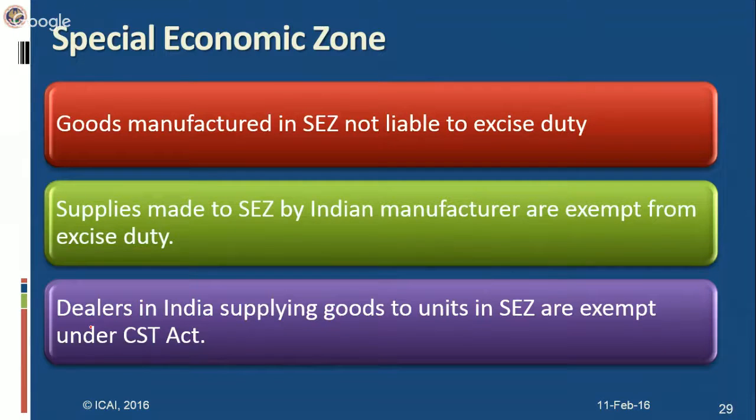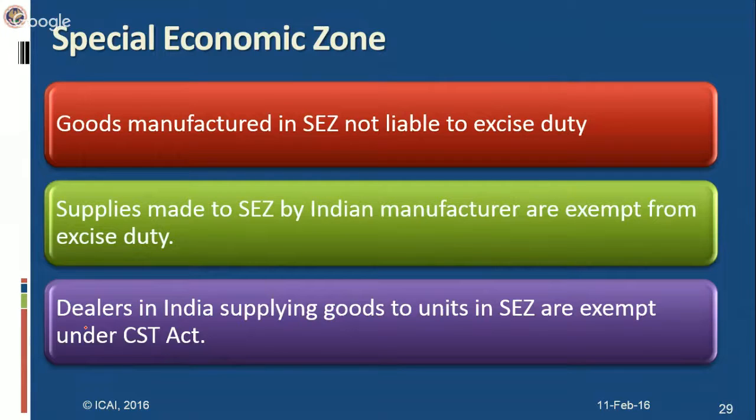Now what happens when an SEZ procures excisable goods from the DTA? In that case also, excise duty is exempt. That is, supplies made to an SEZ by an Indian manufacturer are exempt from excise duty. So if you see carefully, benefits are also given to the suppliers who are supplying goods to the SEZ. Then the SEZ, as I told you earlier, enjoys a host of tax exemptions.